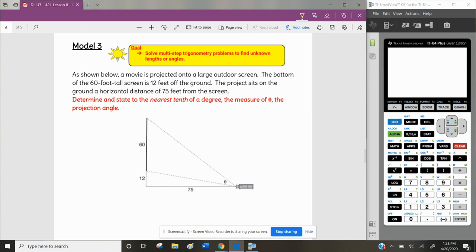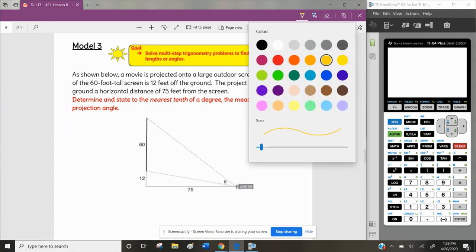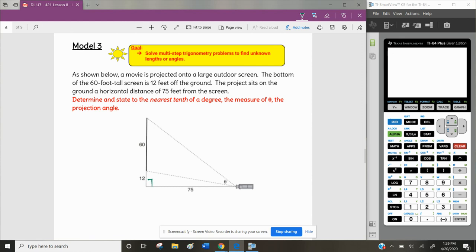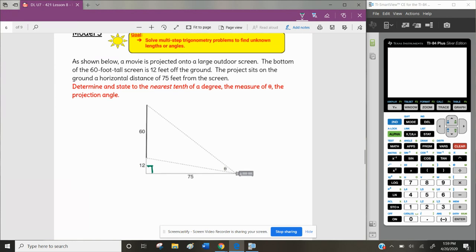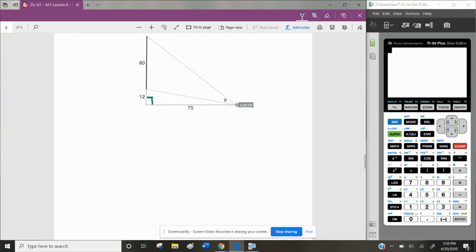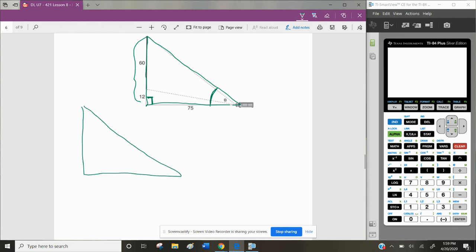All right, so multi-step. We have a right angle, perpendicular here. We don't hang the projection screen at an angle, so that will be perpendicular to the ground. And we're going to have 2 triangles here. So I'm going to have this really big triangle. That big angle there is not equal to theta. So I'm going to draw that really big triangle, and I'm going to call that really big angle A. So this side that's opposite angle A, that would be 60 plus 12, which is 72, and 75 they gave us.